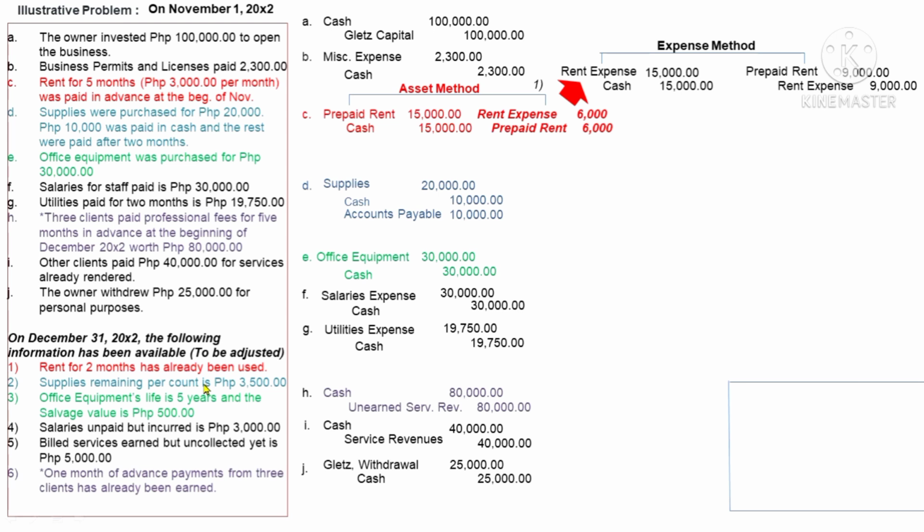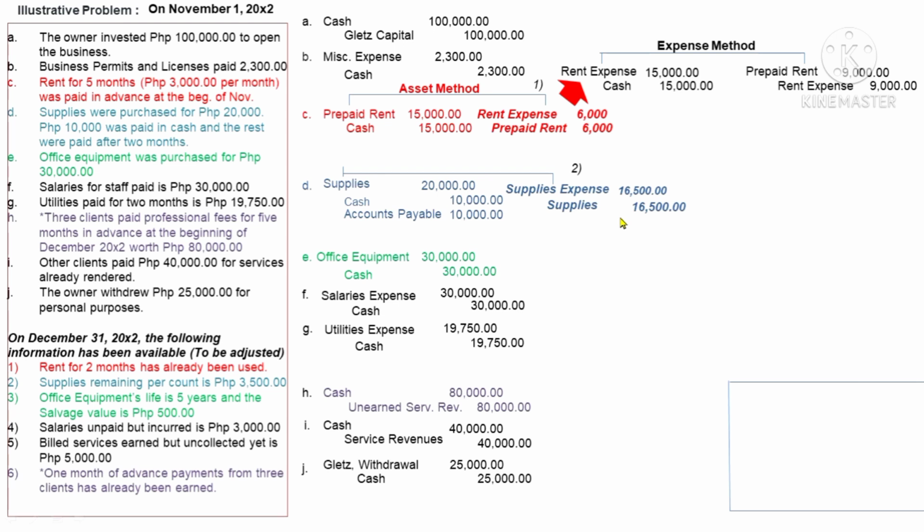Adjustment number 2 is related to letter D, where the company purchased supplies of 20,000 partially on account. That is why the entry is debit supplies 20,000 and credit cash 10,000 for the down payment and accounts payable 10,000. But here, it is said that the remaining supplies is 3,500. So that means 16,500 worth of supplies was used. So at year end, we need to debit supplies expense of 16,500 and credit supplies 16,500.